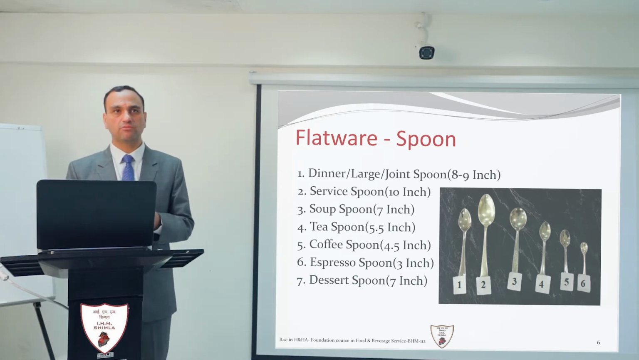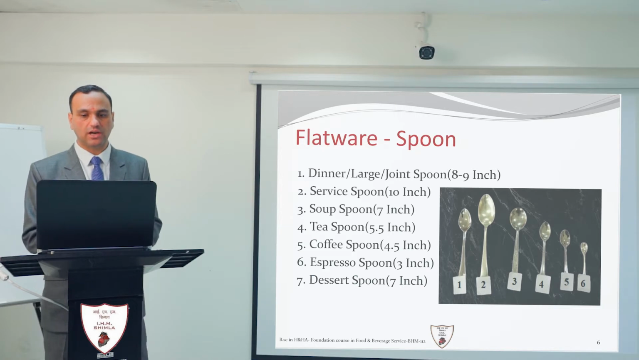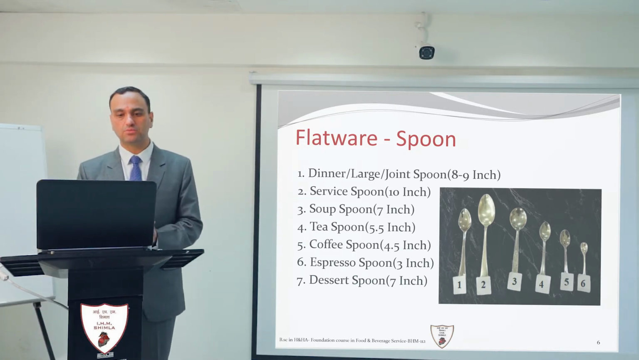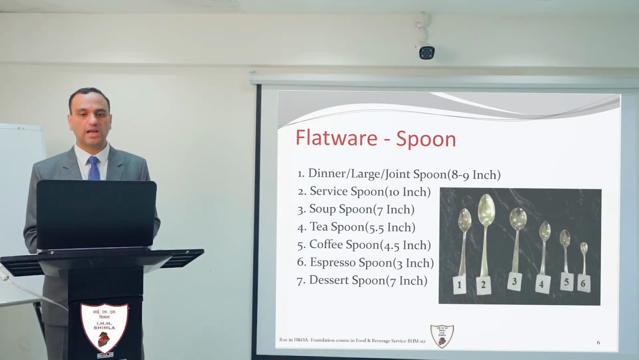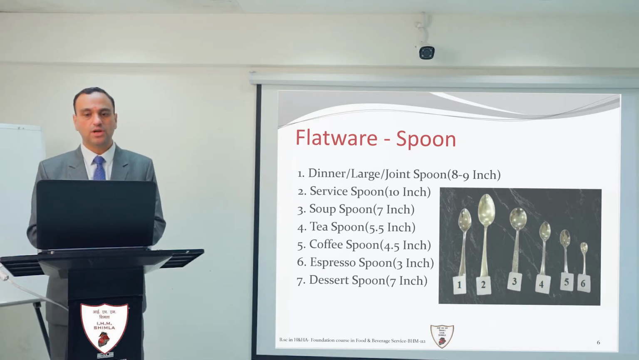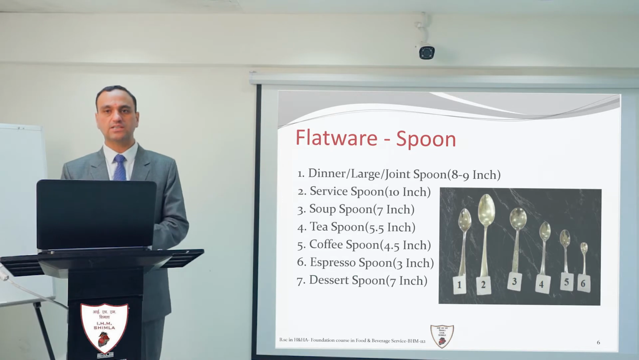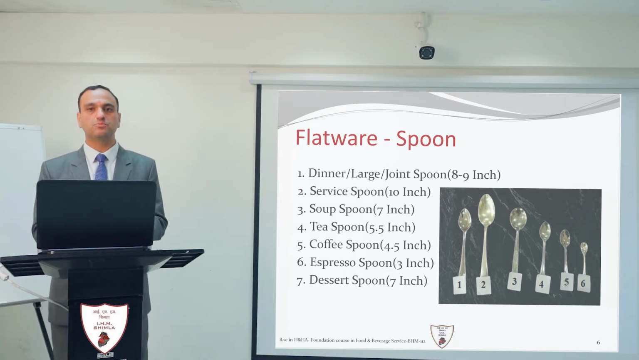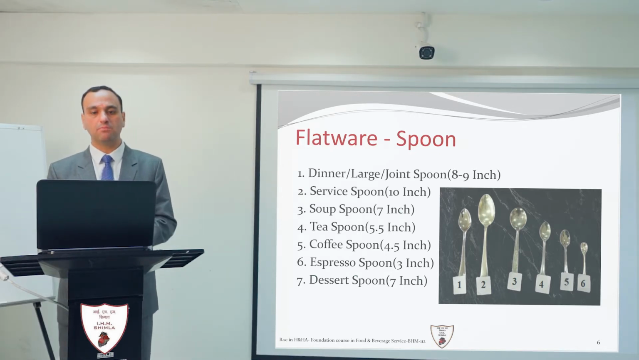If we talk about the various types of spoon used in industry or used in restaurants, we'll start with the first, the dinner spoon. Dinner spoon is also known as a large spoon, joint spoon. You must know the size as well. The size is 8 to 9 inches, and these spoons will be used for having a main course.